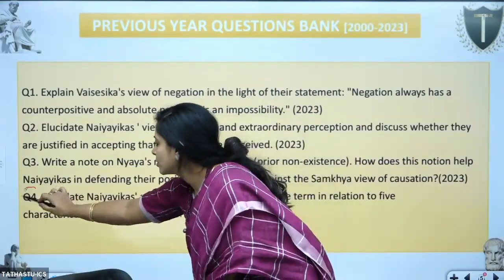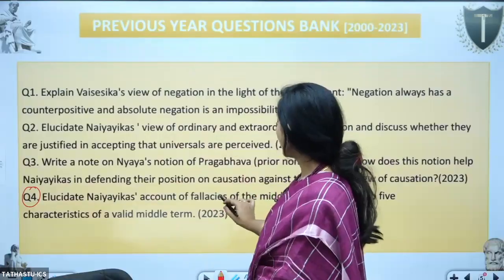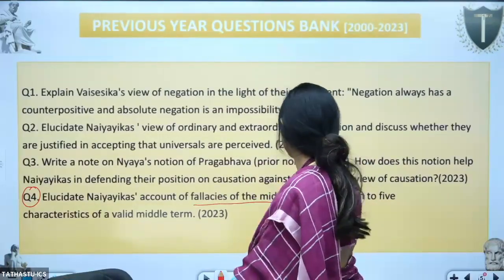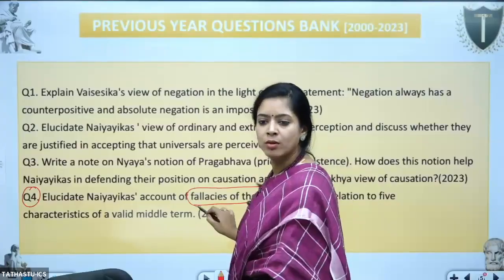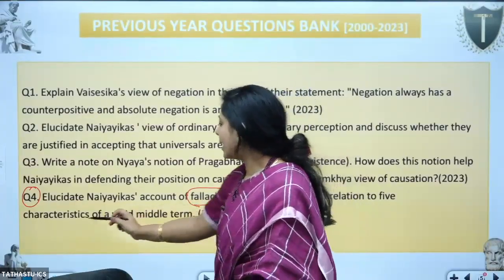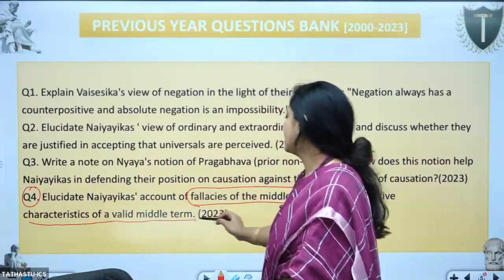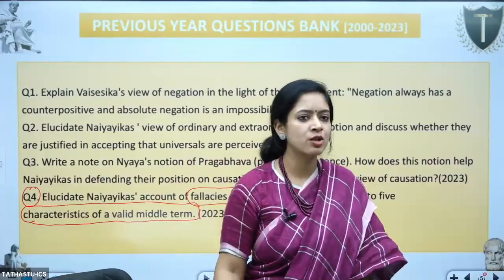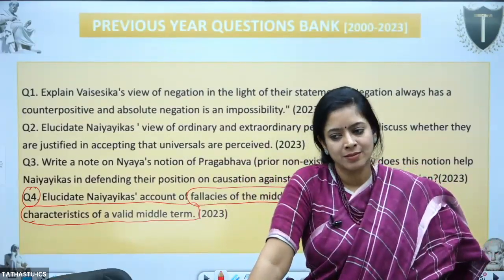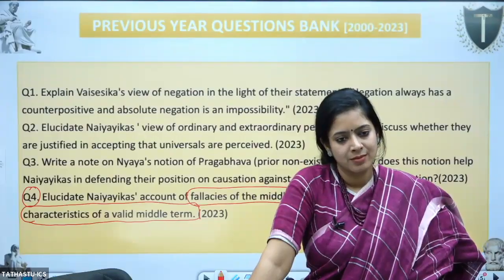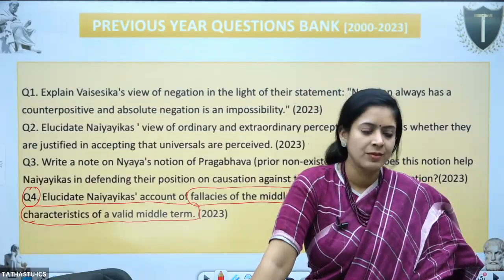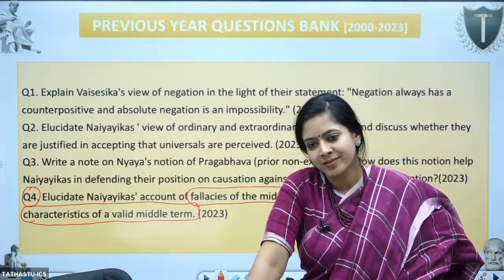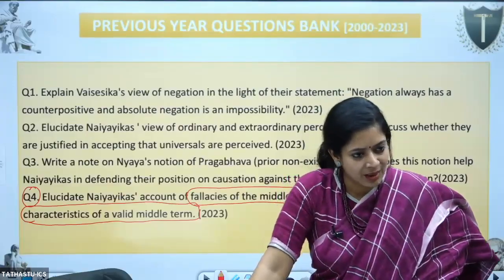See this question. Elucidate Nyayika's account of the fallacies of middle term. Of course, fallacies we will do. Hetvabhasa. What are the characteristics of a valid middle term? Can you write this? What are the characteristics of valid middle term? Difficult? Direct question.